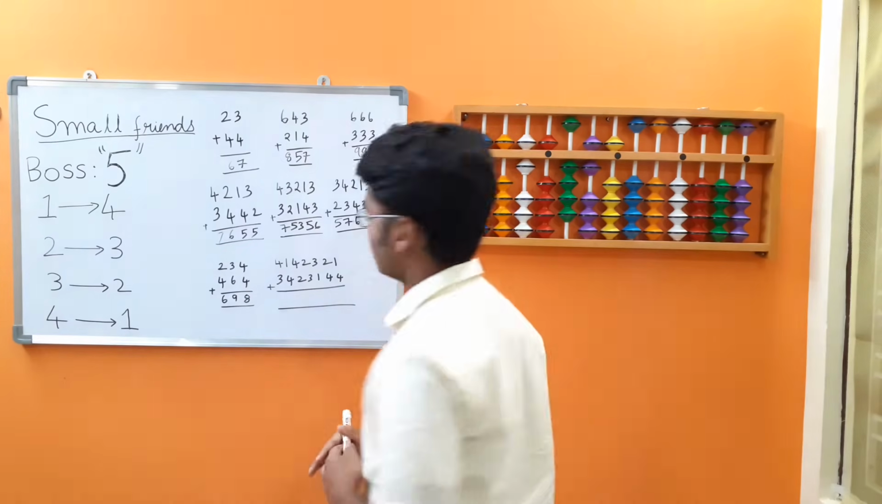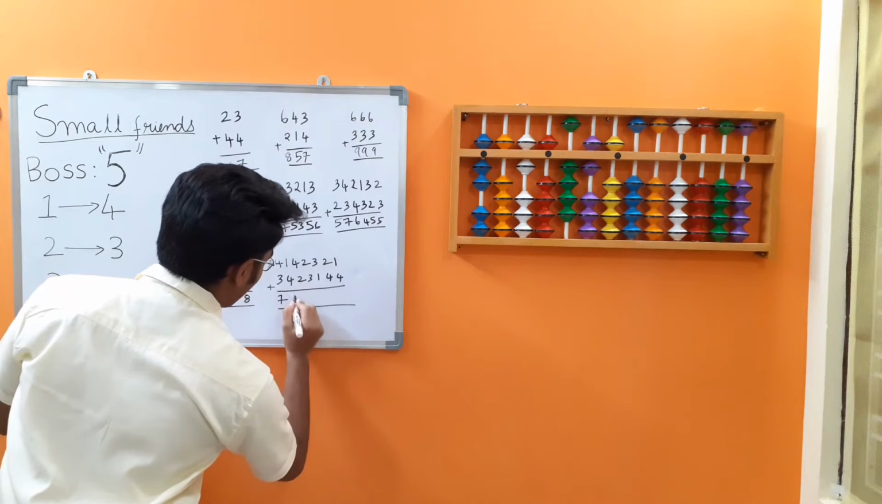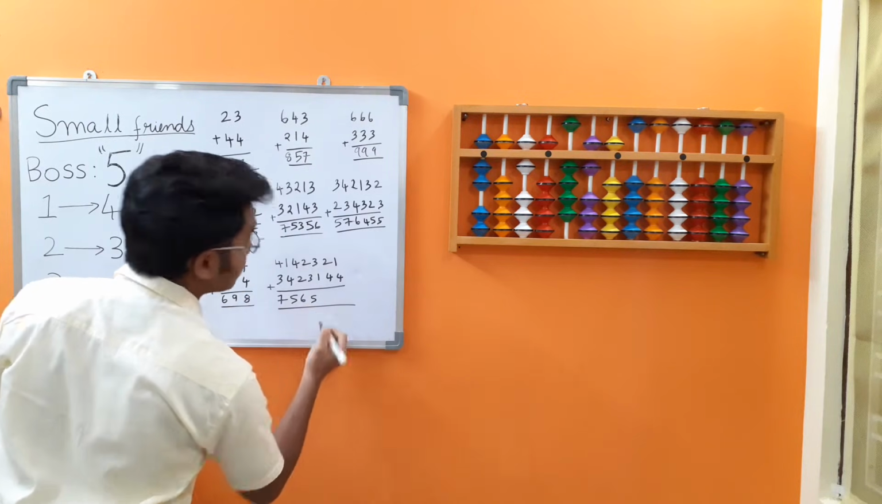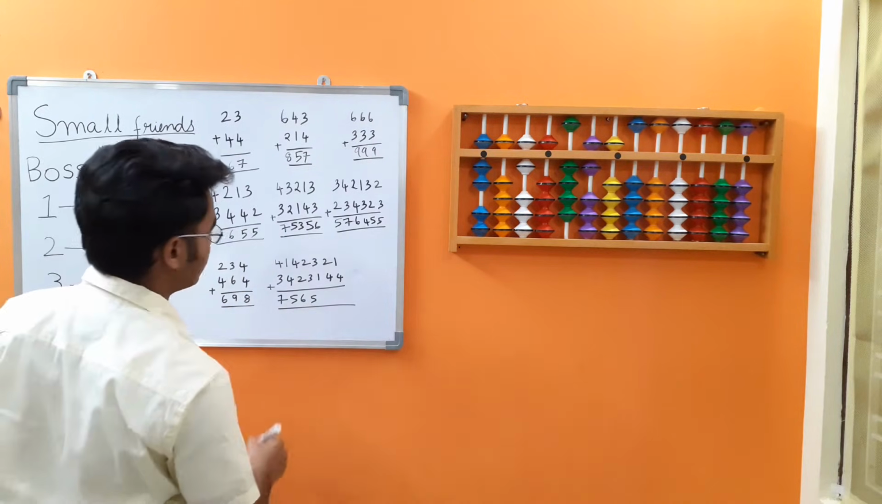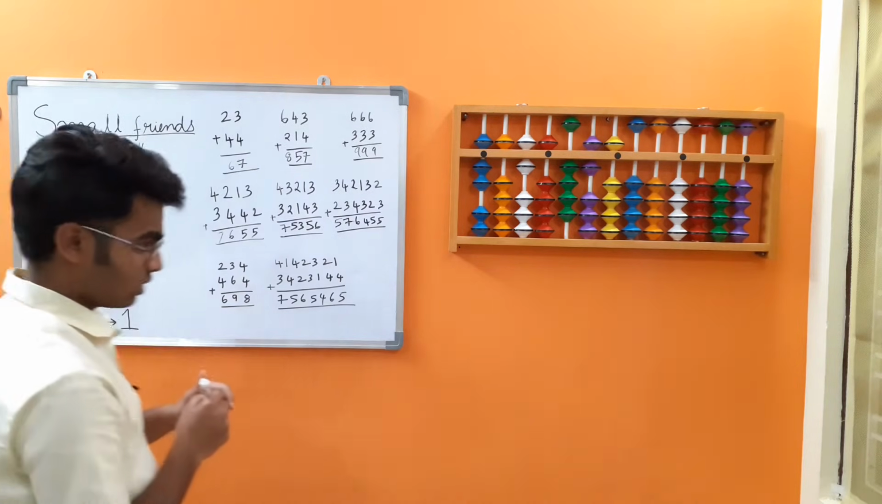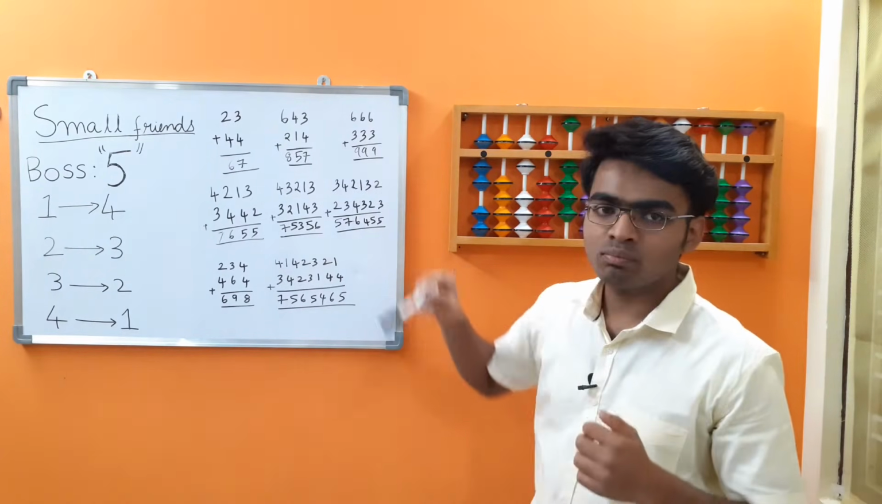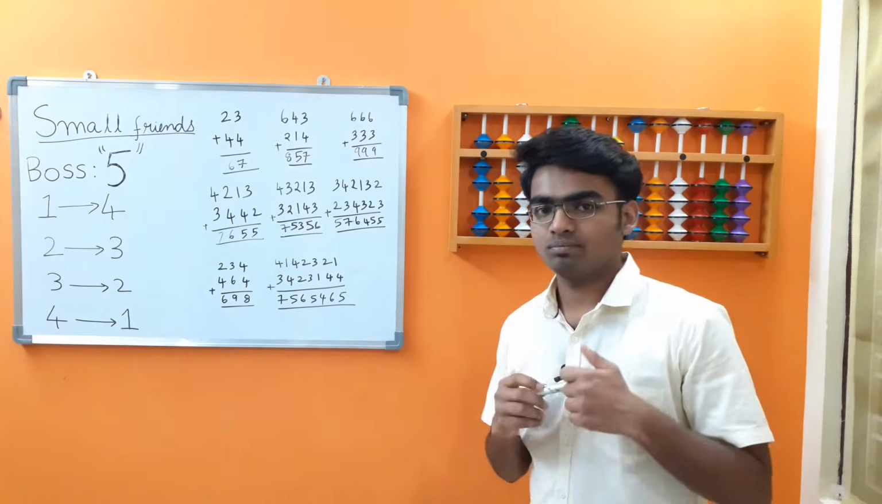We got a huge answer. 7, 5, 6, 5, 4, 6, 5. So we have added 2 numbers. We'll add 5 numbers at once.